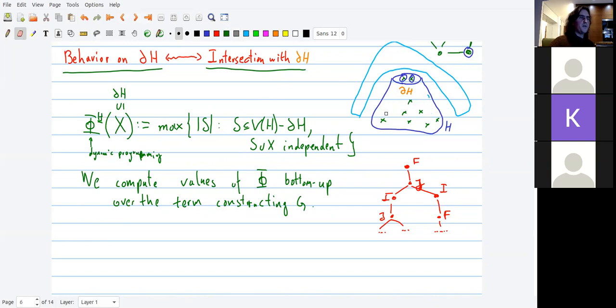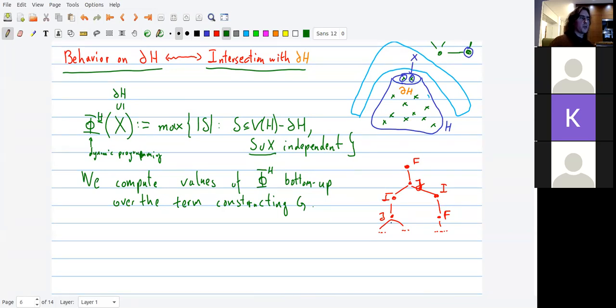Namely, whenever I have decided that from my boundary I will pick some set X, I would like to record the cardinality of the best possible extension from this boundary to the rest of H. So the value of phi on X is the maximum size of a set S in the rest of the vertices, such that together with X, they form an independent set. Good. So now the idea is that we will compute the values of this function in a bottom-up manner over the tree decomposition.